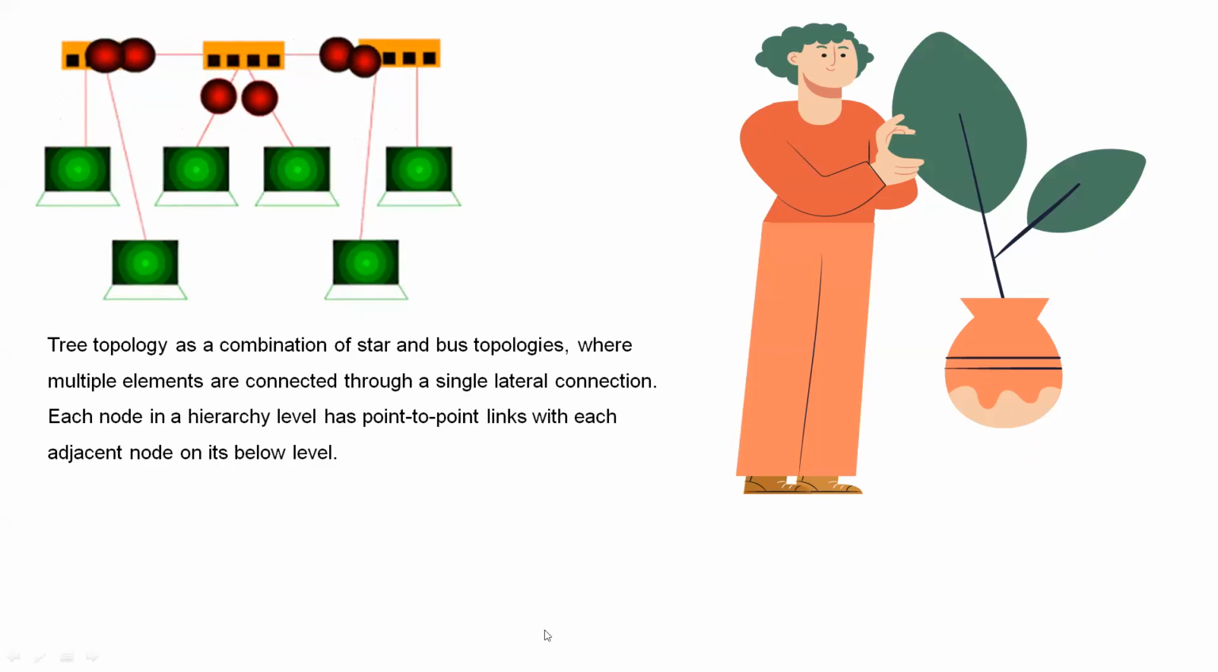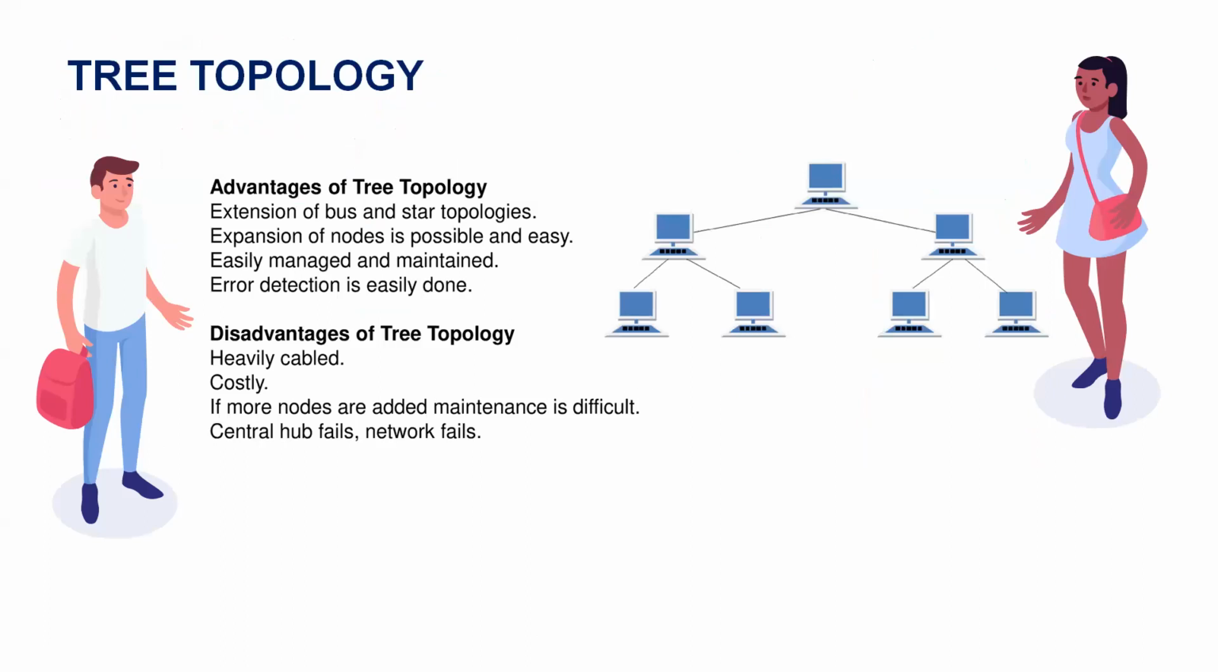But nowadays we have some advantages and disadvantages. Somewhere it is used and somewhere it is not used. So what are the advantages? The advantage is that extension or expansion is very easy in tree topology. We can easily manage this, and error detection is easily done. For example, if one error is detected, we can easily find the error.